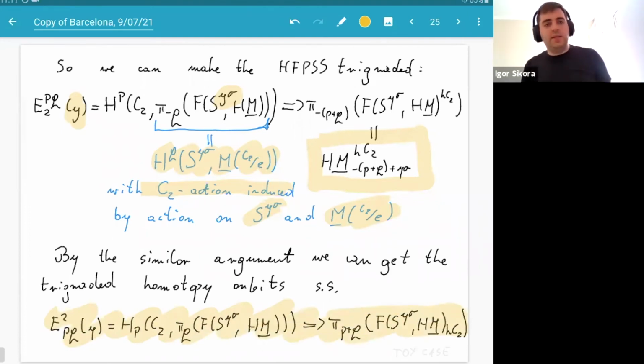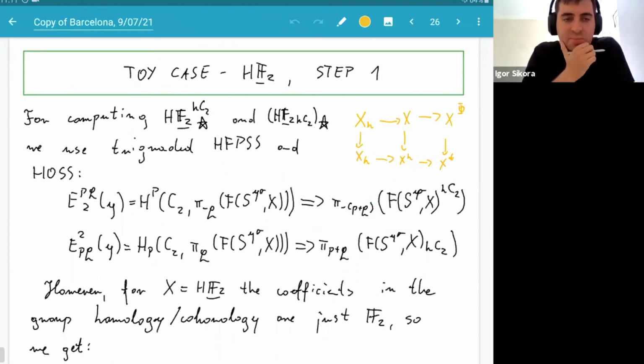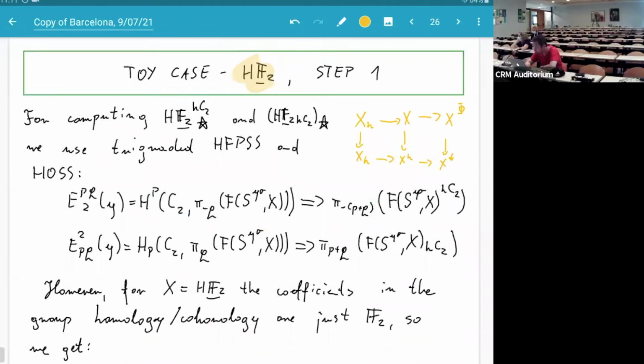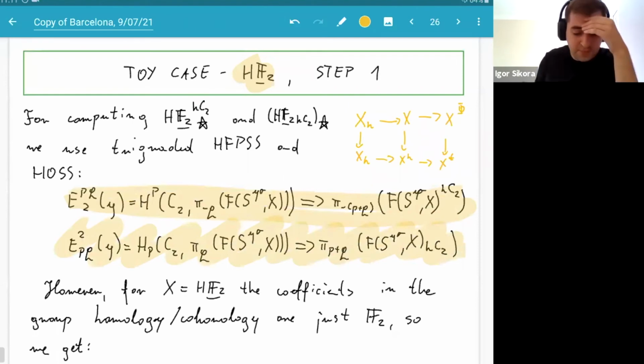So now let's see how these calculations work in some toy case. So our toy case will be the example which I gave at the beginning. So the coefficients of HF2, well, F2 is the constant Mackey functor on F2. So again, here we have these tri-graded spectral sequences, and we use them to compute these coefficients.